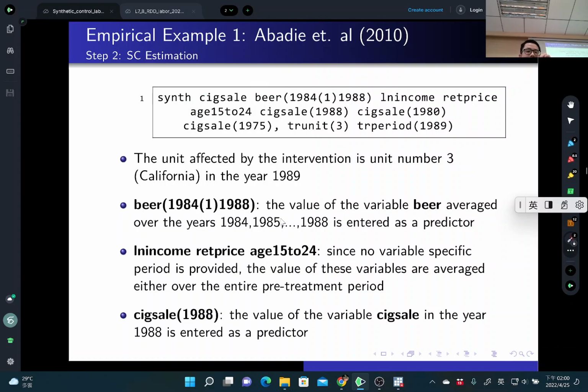And for other predictors or characteristics you want to match, for example, you want to match beer consumption. Maybe you specify that you want to match 1984 to 1988 average beer consumption. You can use this to do that. This is the increment: one means 1984, 1985, 1986 until 1988. You can put two, that is 1984, 1986, 1988. And they just take the average over this time period.